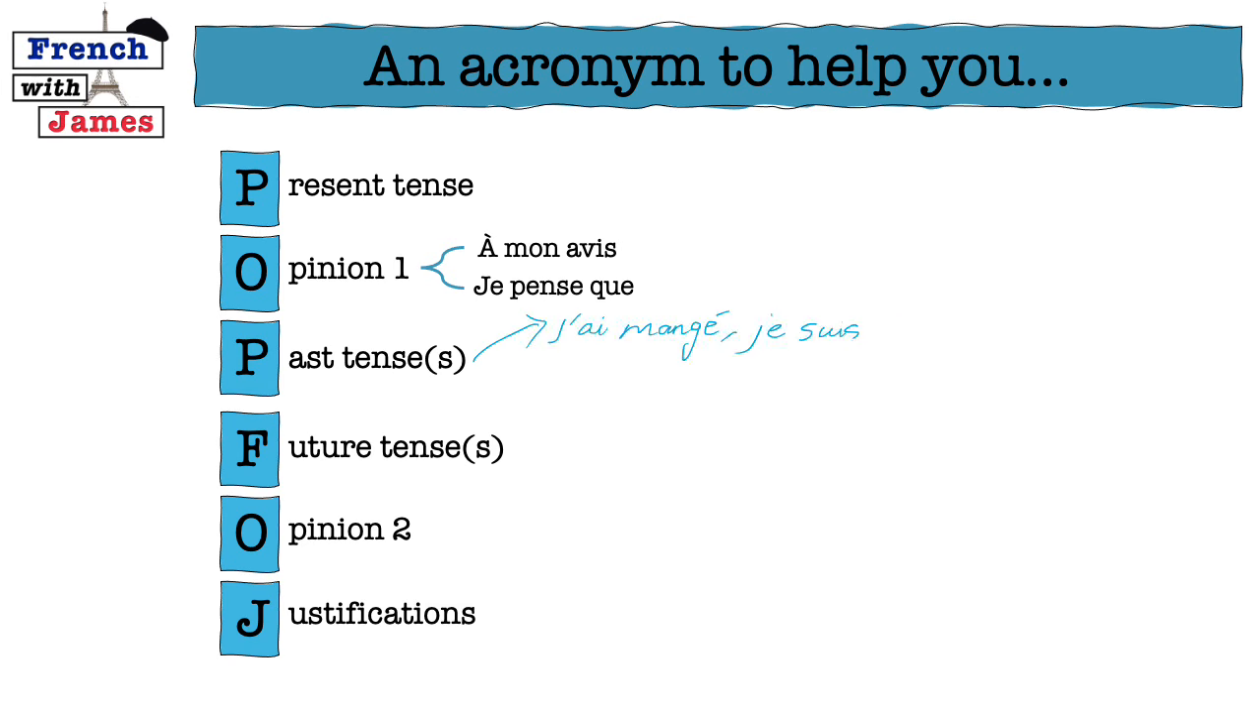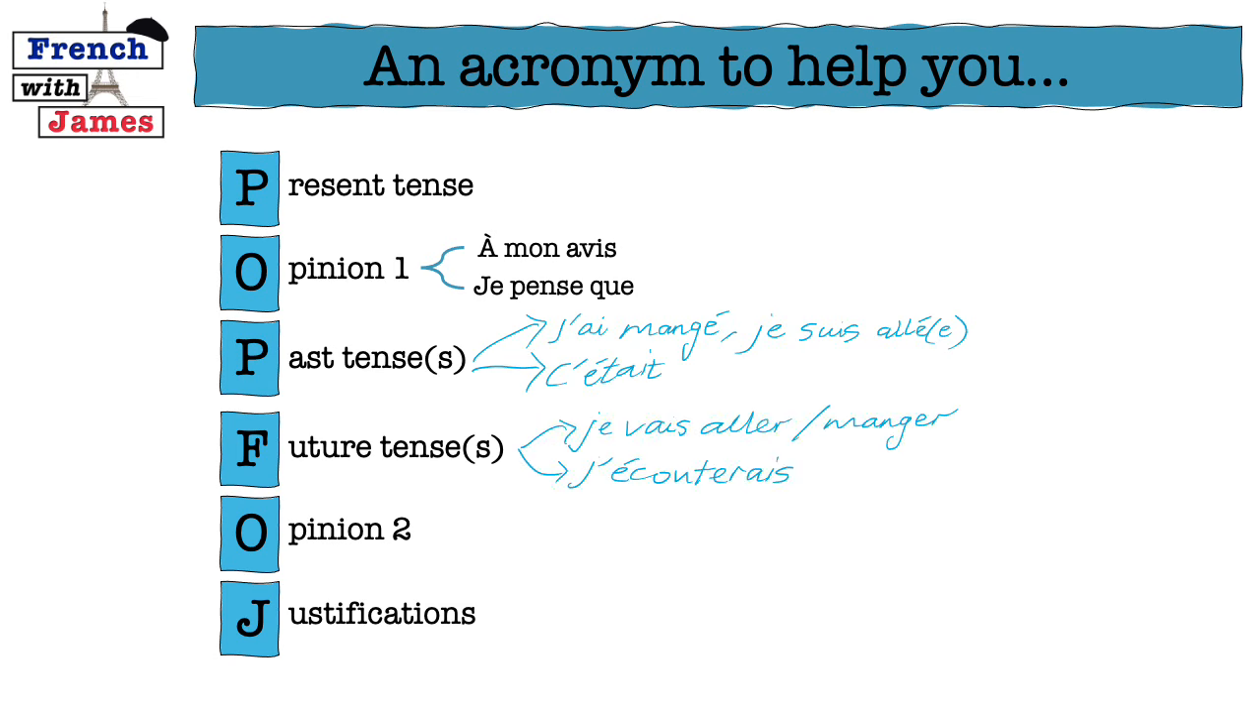Past tenses, you've got options. You could use the passé composé, which is the j'ai with the past participle, or je suis with the past participle. Or you could use the imperfect. An easy way to slot the imperfect in there is to say something in the passé composé, like je suis allé au parc, and then to give an opinion, à mon avis, c'était amusant.